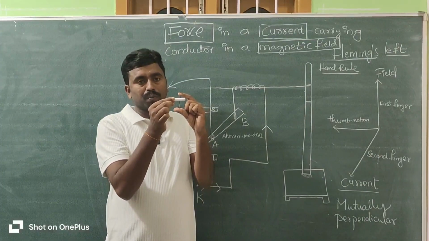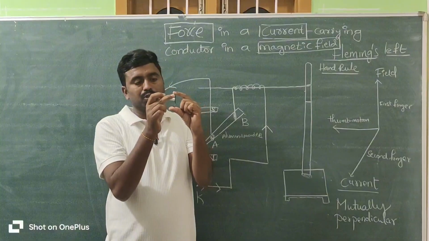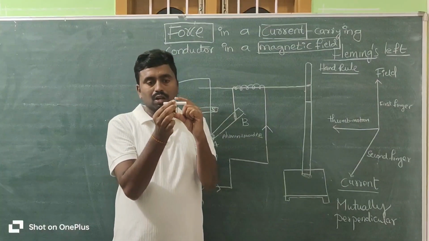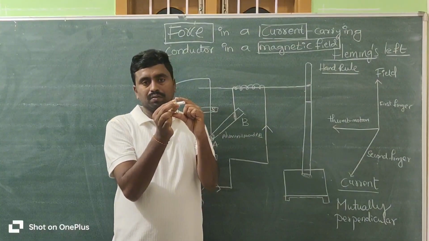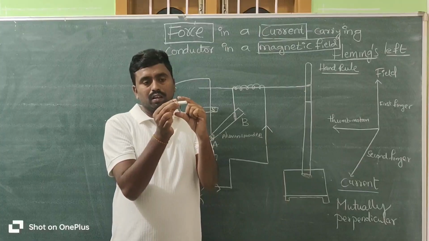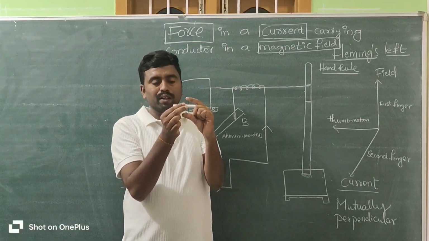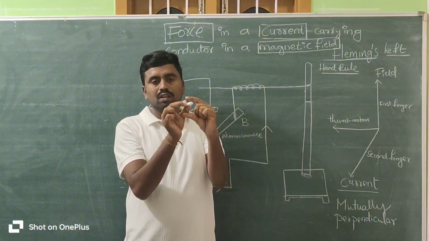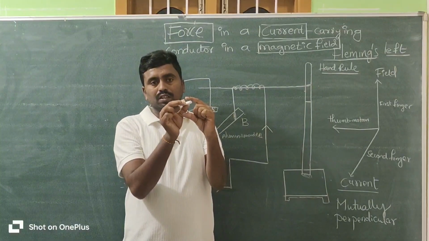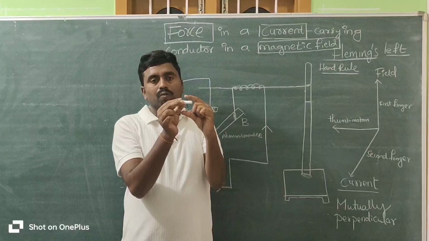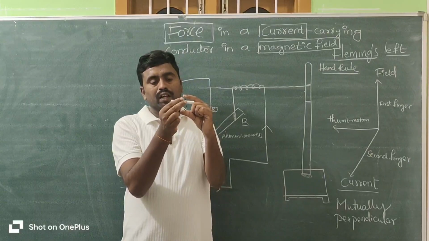Suppose current is flowing, the rod AB turns left in the presence of the magnetic field. So the first observation is that the aluminum rod is turning left in the presence of the horseshoe magnet.